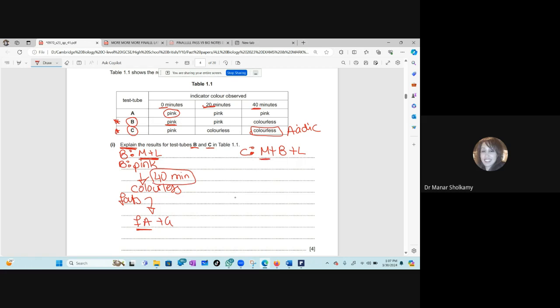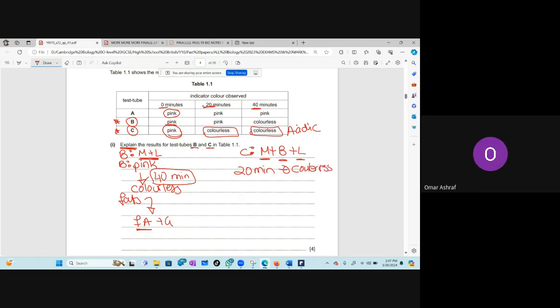Let's look at C. It contained the milk and the bile and the lipase. And at C, at 0 minutes, it was pink. In other words, it was alkaline. After 20 minutes, in half the time, it became colorless. So only after 20 minutes, it became colorless. Can you give me an explanation for that?